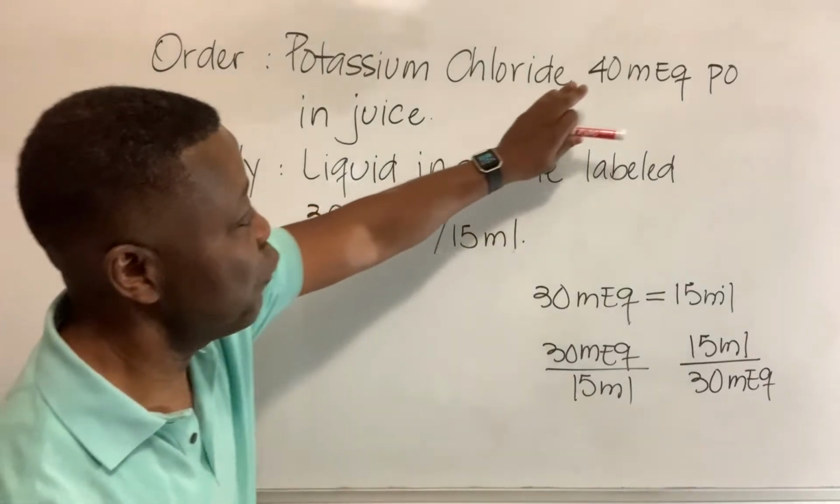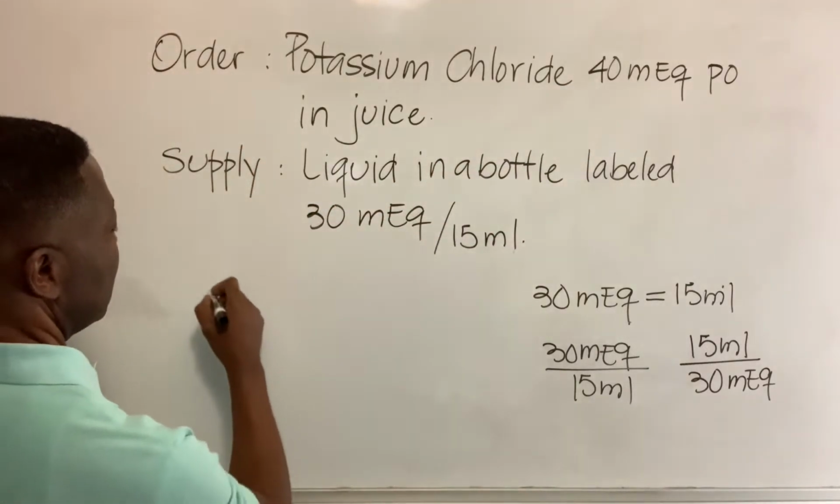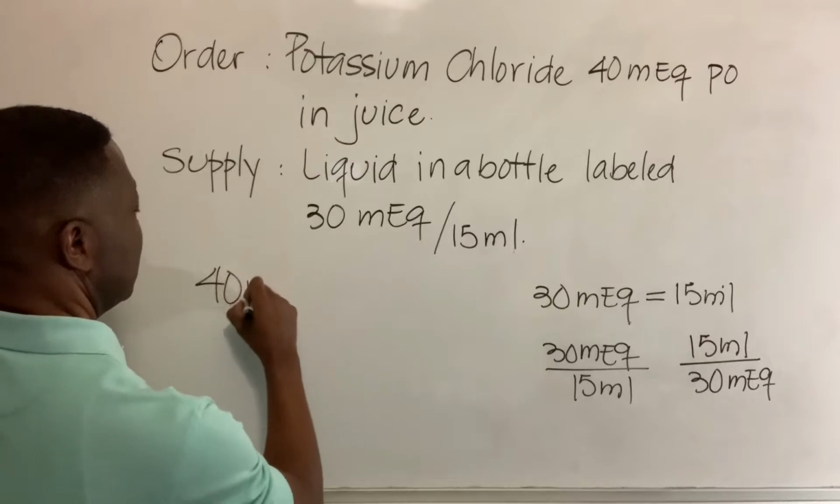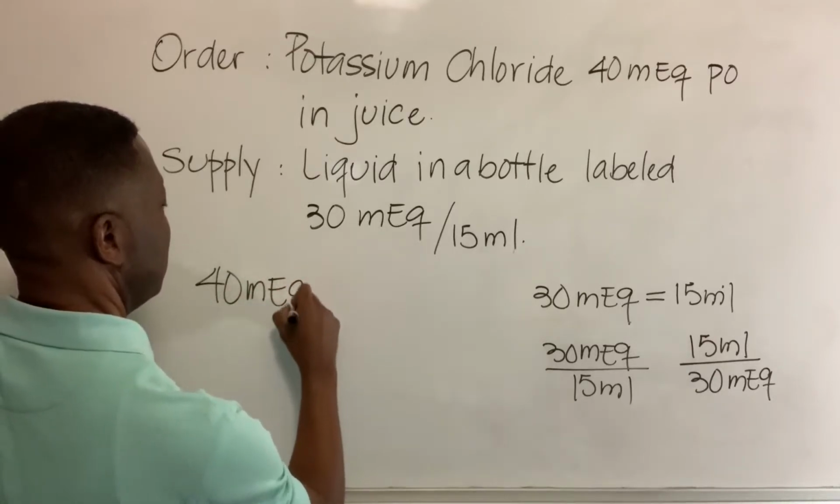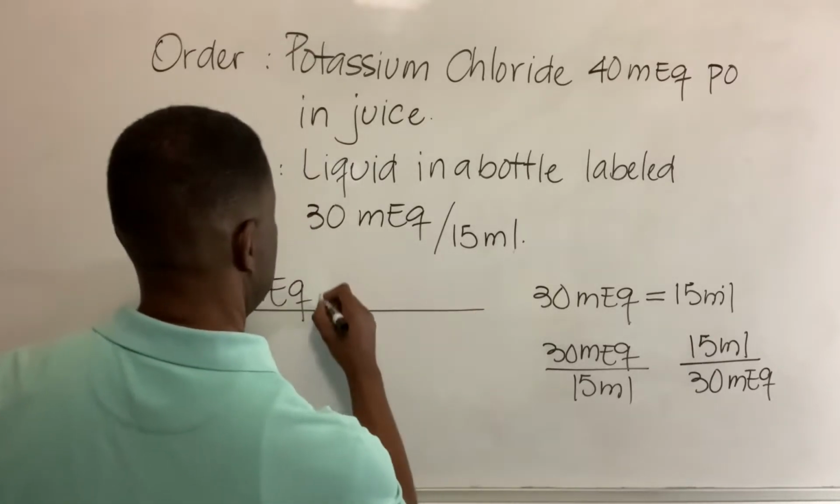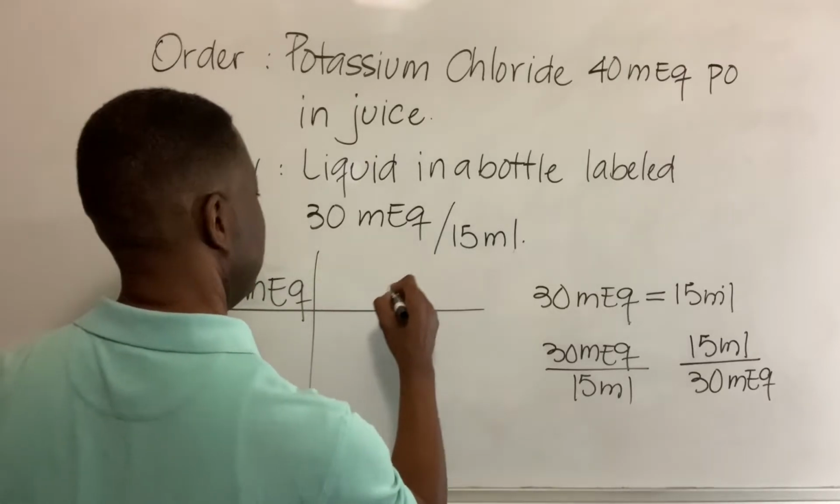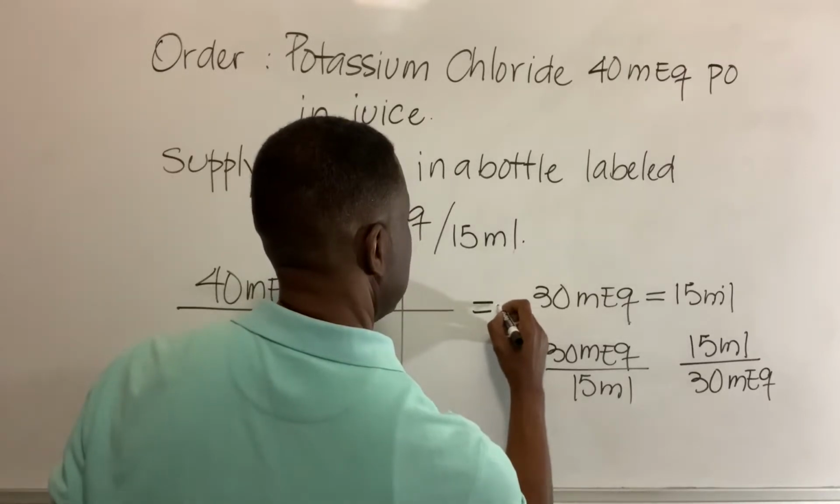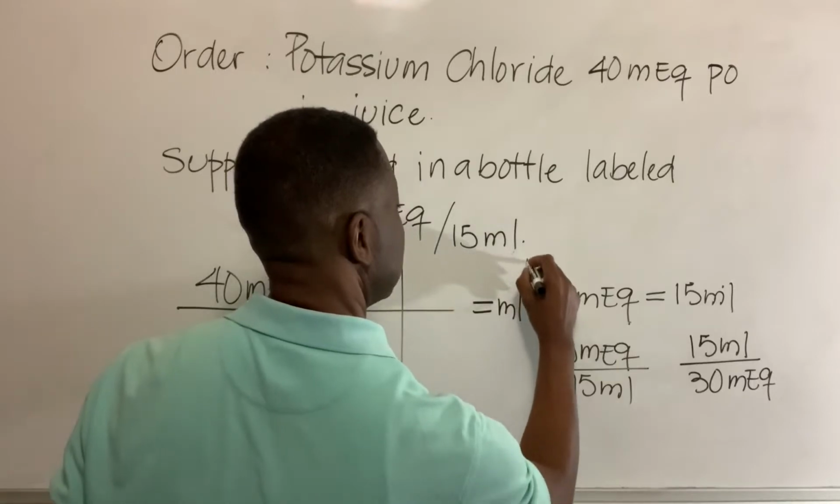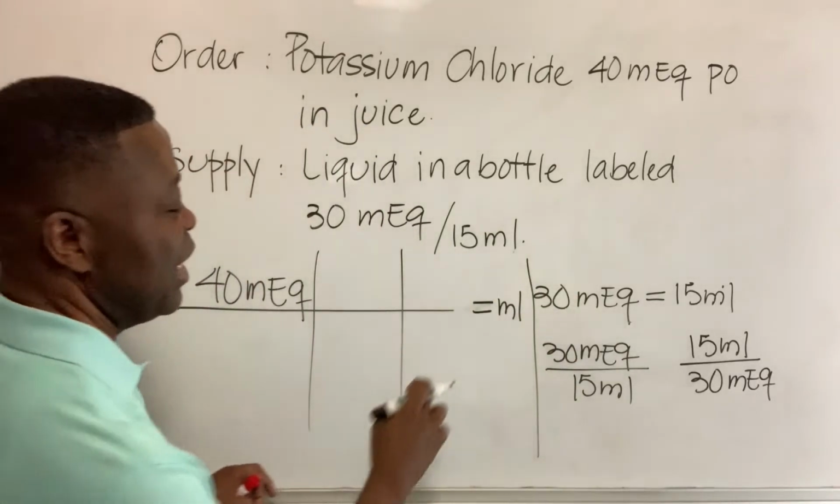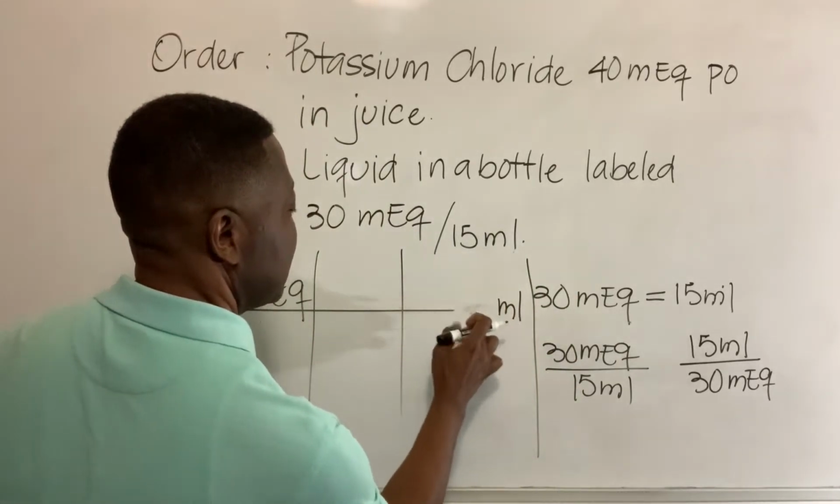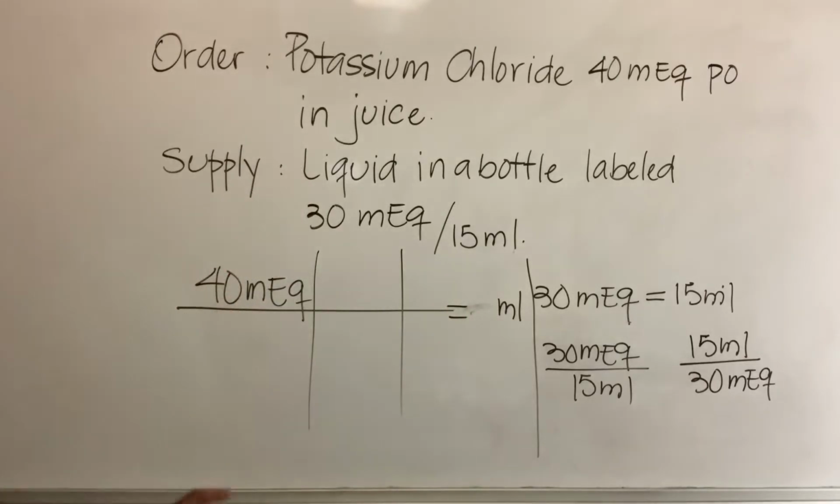So which one do I use? If I start with 40 MEQ, I start with 40 MEQ. So how many steps do I have in this? My answer will be in milliliter. So they're asking me how many milliliter I'm gonna administer. So what do I cancel?